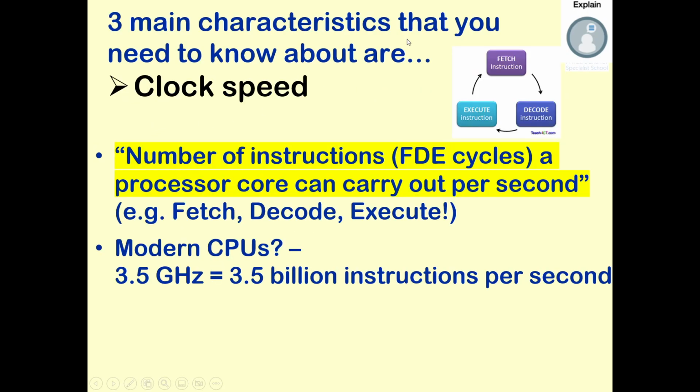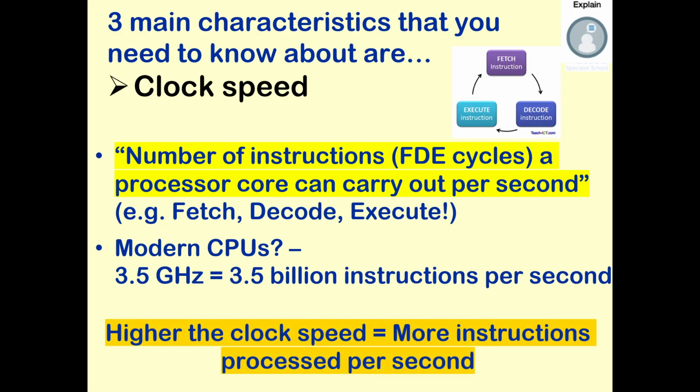So, clock speed. The clock speed is simply the number of instructions, or FDE cycles, a processor can carry out per second, and every core carries out that cycle. The faster the clock speed, the more instructions it can do per second. For example, 3.5 gigahertz means it can do 3.5 billion instructions per second. The higher the clock speed, the more instructions processed per second, or the more FDE cycles, fetch, decode, execute, it can do per second. Clock speed.